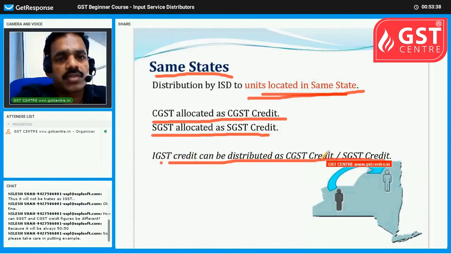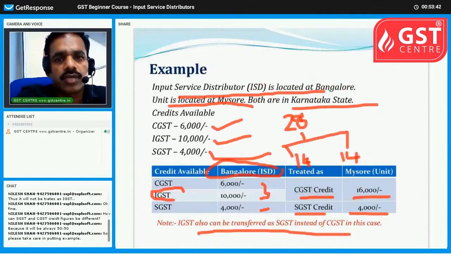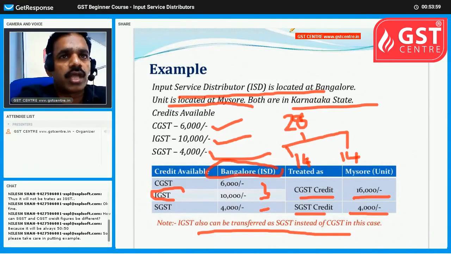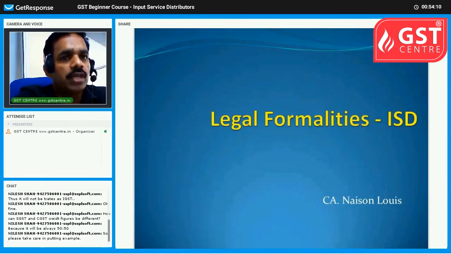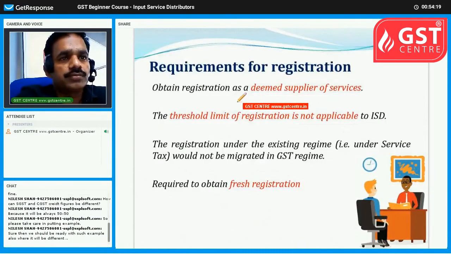And IGST credit can be distributed as CGST credit or IGST credit. So we have already seen an example. Let me check again whether there will be any chance of difference between CGST credit and SGST credit. So we'll move to the third PPT, that is legal formalities for input service distributor. Requirements for registration.